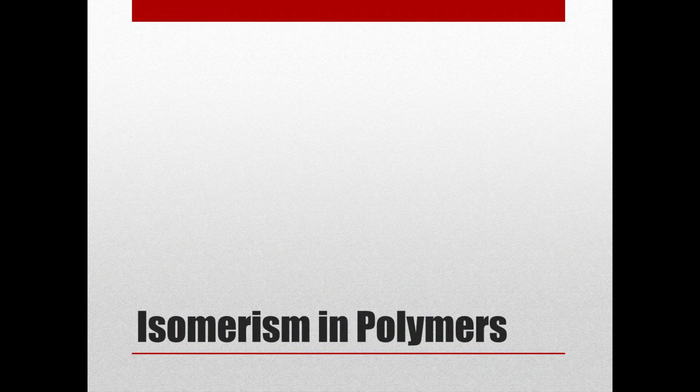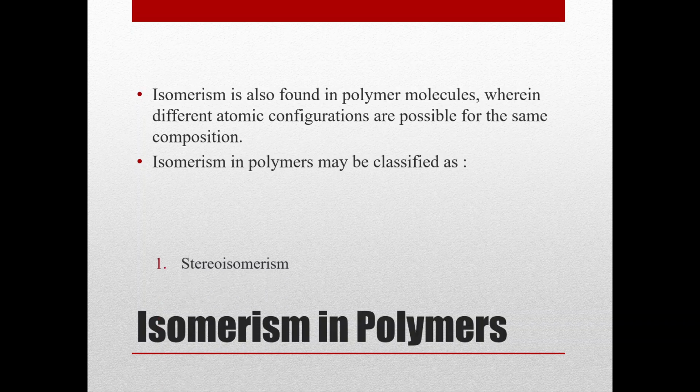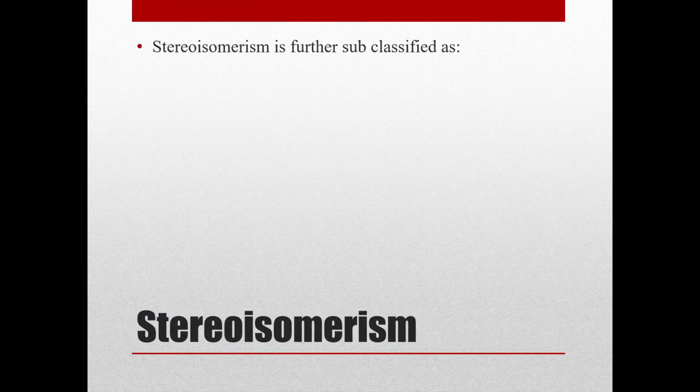So similarly, one can see isomerism in polymers. Having the same atoms, one can have a different arrangement, and because of the arrangement, the properties of the polymers might change. So, isomerism is also found in polymer molecules, wherein different atomic configurations are possible for the same composition. Isomerism in polymers may be classified as stereoisomerism and geometric isomerism. So we shall see them one by one.